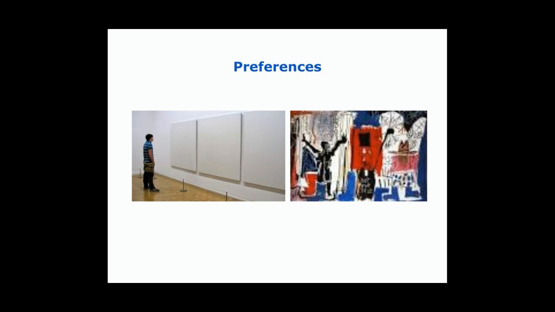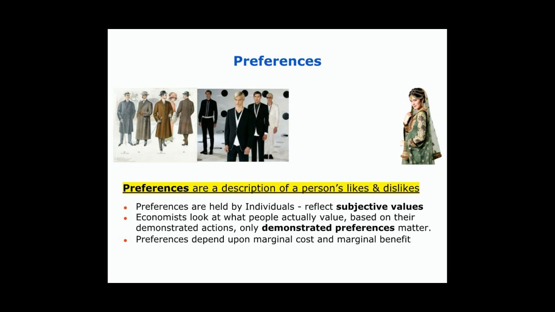and now we have to take a look at the individuals and their preferences, because marginal costs and marginal benefits are specific to an individual and specific to their preferences, what they like and dislike. And so preferences are just a description of a person's likes or dislikes, and they're held by individuals. They reflect subjective values. So the marginal costs and marginal benefits, we know the general tendency, marginal costs will increase, marginal benefits will decrease, but specifically where somebody is at a particular point in time depends on the individual. It depends on their individual likes and dislikes, their subjective values.